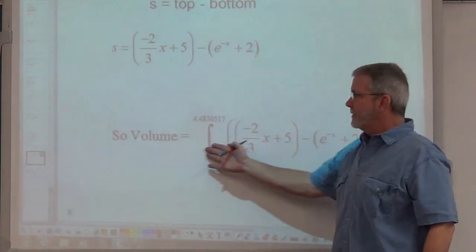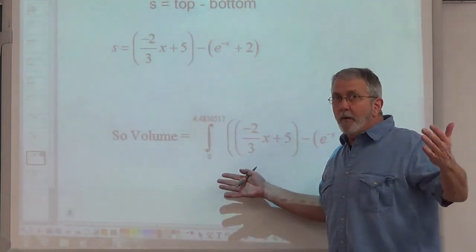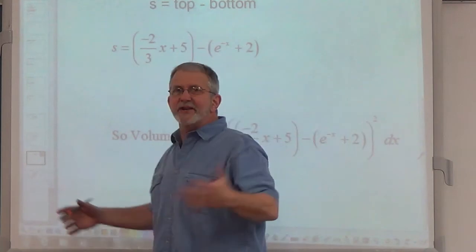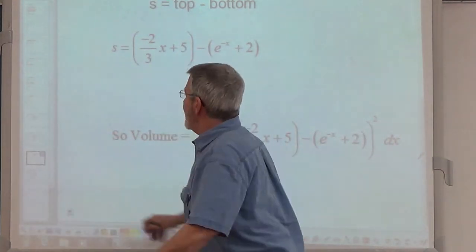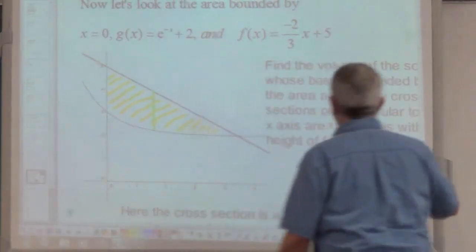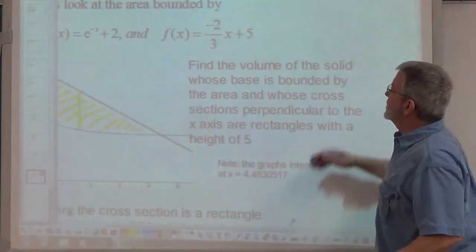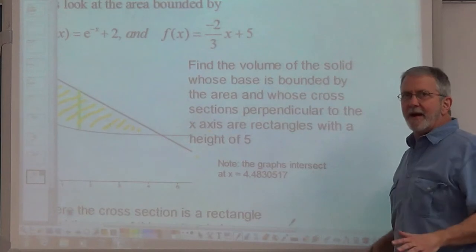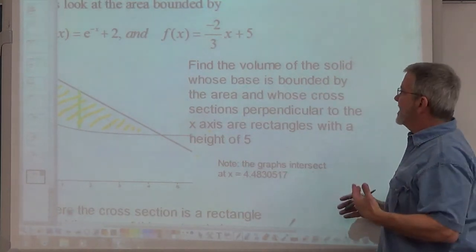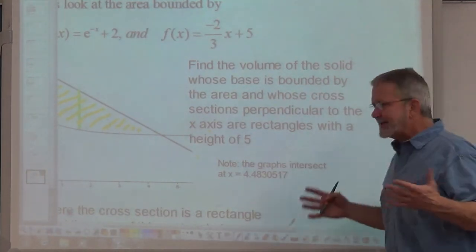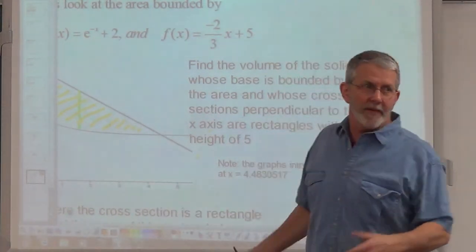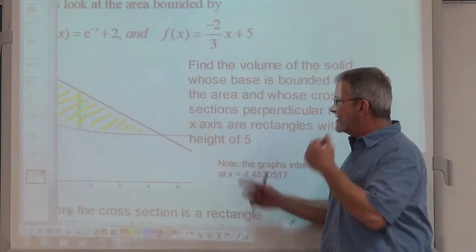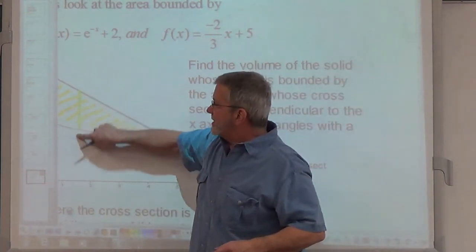Too easy. Well, what if I want to change it up a little bit? What if I want to really make it difficult? Then I say, hey, I want to find the volume of the solid whose base is bounded by the same area and whose cross-sections perpendicular to the x-axis are rectangles with a height of 5. What's the area of a daggone rectangle? Well, that's hard. Base times height. Well, the height is 5. What's the base? The base is going to be this.